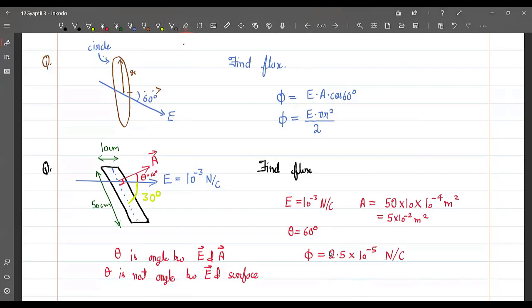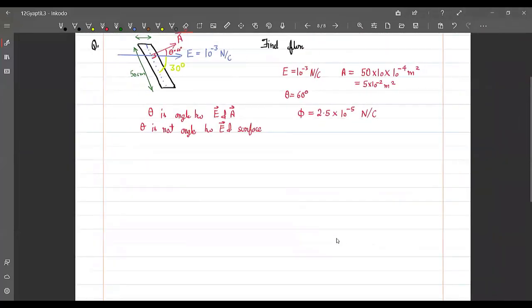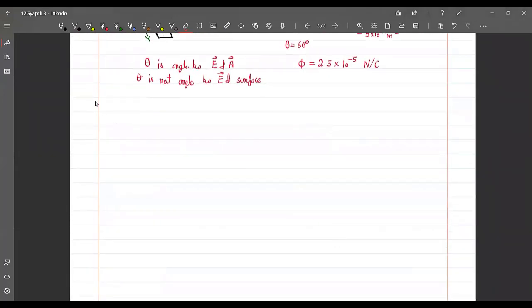So this is the flux when electric field is constant or electric field is uniform. But what happens when electric field is non-uniform? How to calculate area then? How to calculate flux then? We'll take another piece. Electric flux for non-uniform fields.